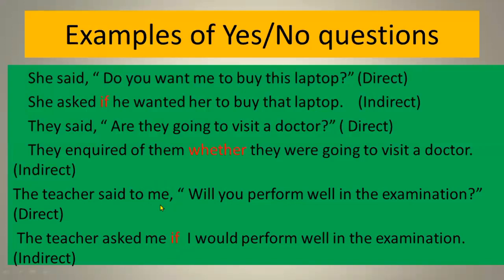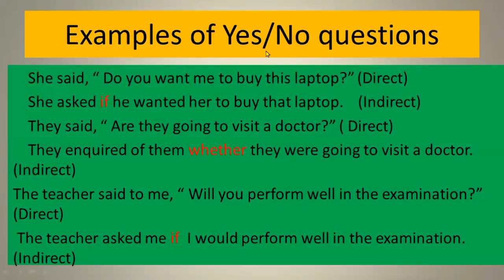Otherwise, always the pronouns of first and second person will change into third person. This is the only exception: if the person addressed reports the speech, then this second person pronoun will change into first person pronoun. Now we have changed "will" into "would". Now look at the whole question in indirect narration. The teacher asked me if I would perform well in the examination.